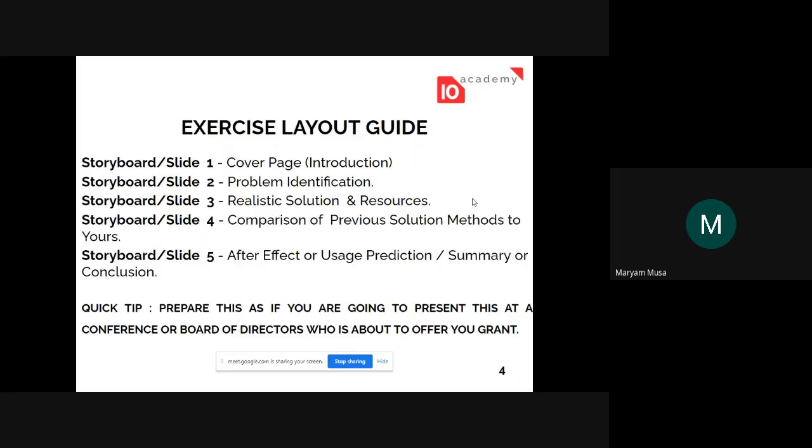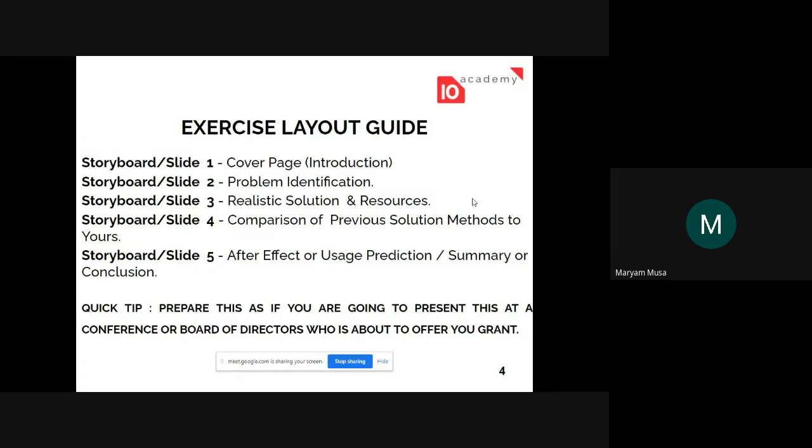So this is an exercise layout guide. As much as we want you to do what you want, at the same time, we've decided to prepare a guide to just show you a sample of what we'll be expecting. So your slide one could pretty much be your cover page, which is just an introduction. You don't have to say my name is, just include your name, the title of your presentation, and the date.